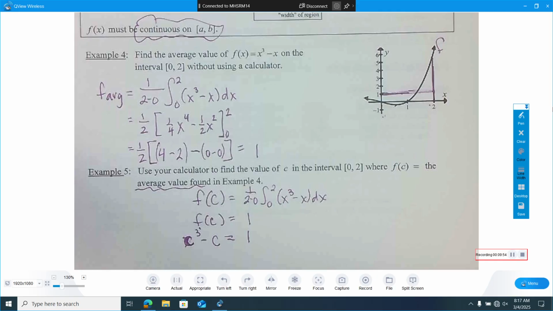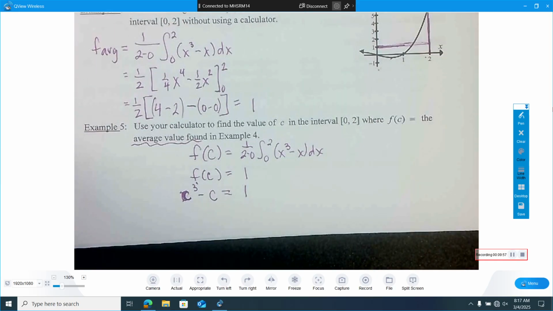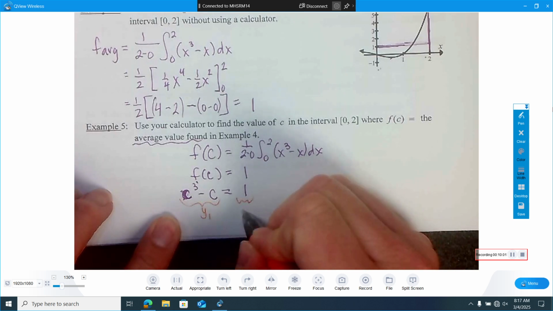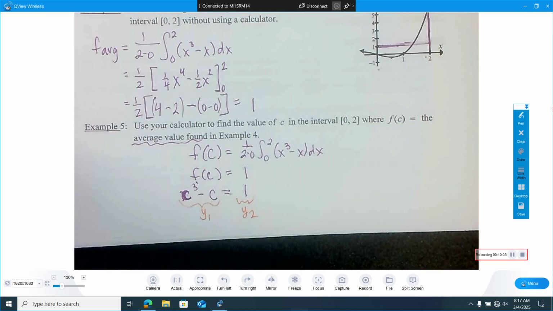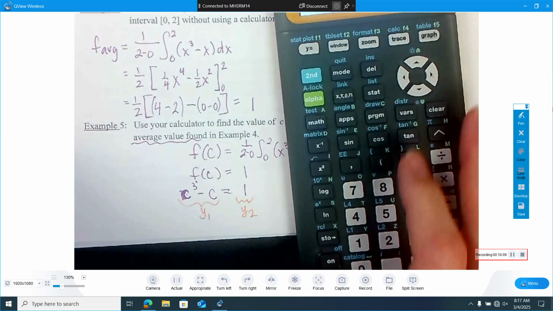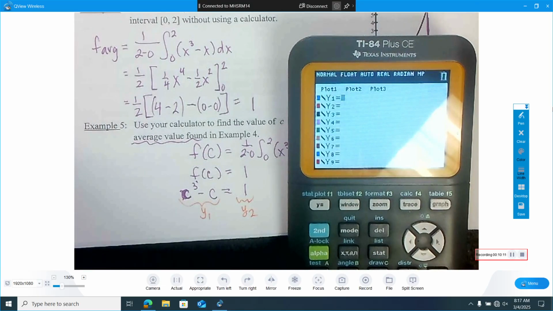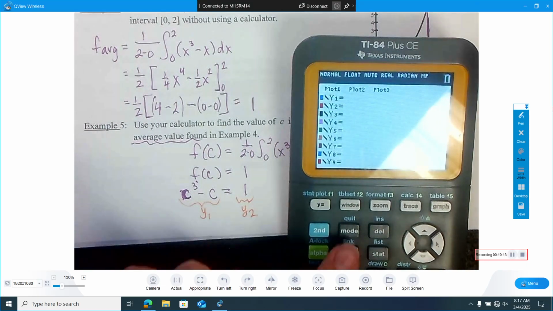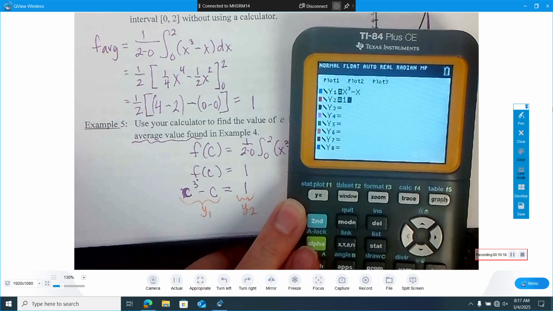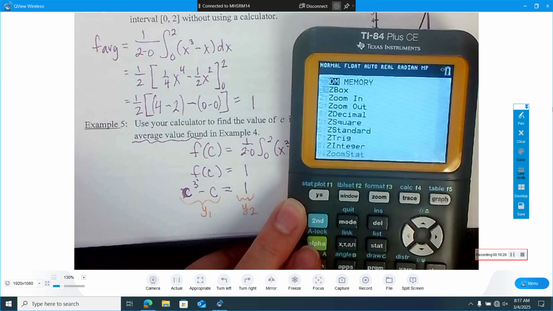My calculator doesn't use c's, I'm going to use x's, but it's always very easy: you just set one side in y1 and the other side in y2, and we're going to see where they intersect. So, okay, I've got x cubed minus x and 1. I'm just going to do a zoom standard.